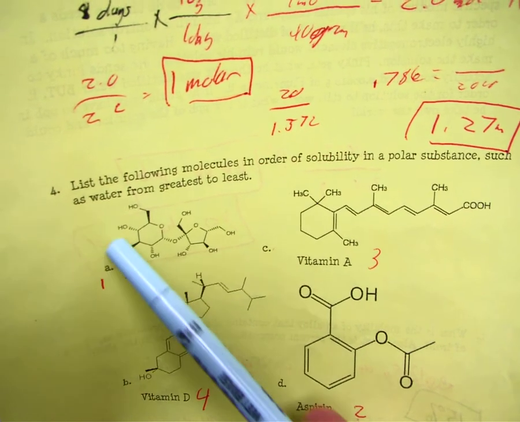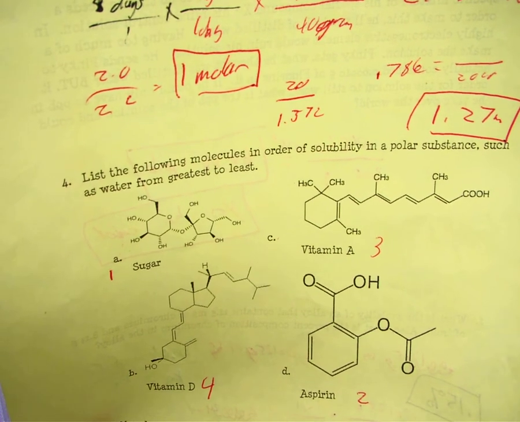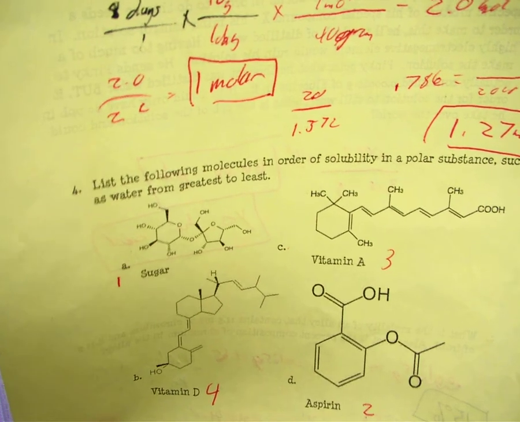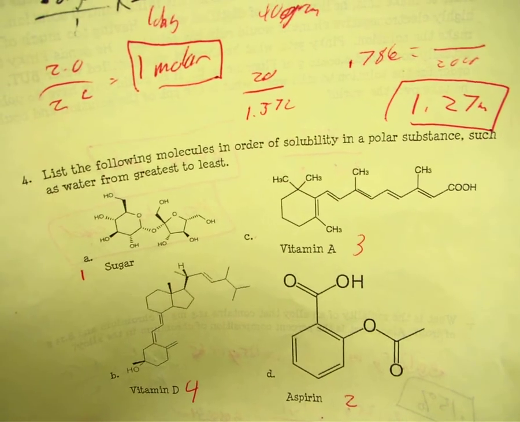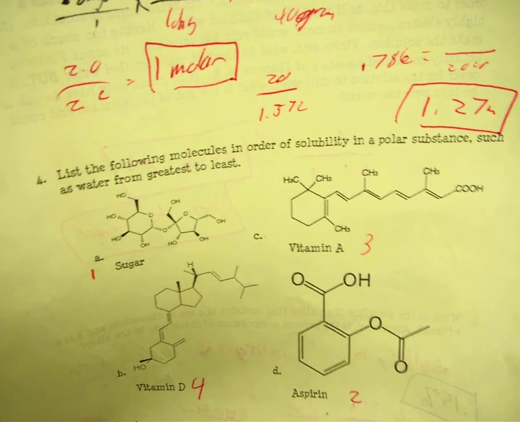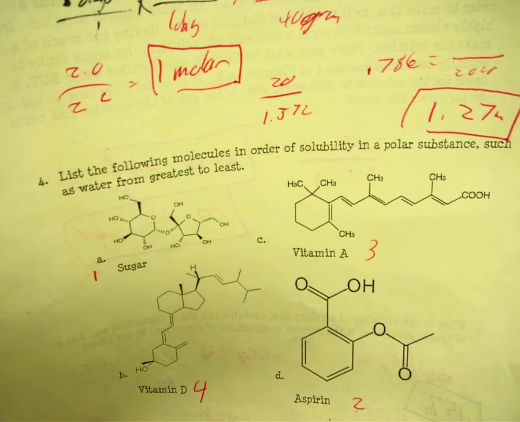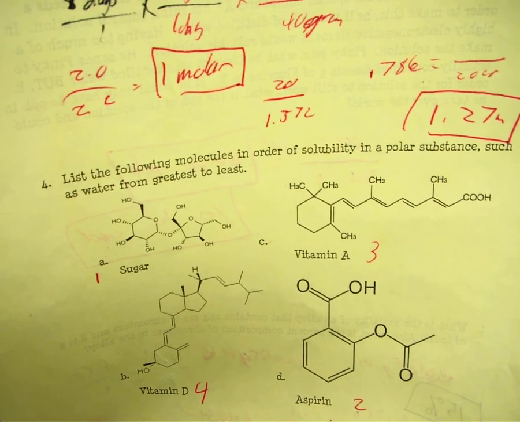But that's what you want to look at. You want to look at those polar spots if you're looking at whether or not a substance is going to dissolve in a polar substance. Remember, that key phrase is like dissolves like. Polar dissolves polar. Nonpolar dissolves nonpolar. So that's what you look for when you determine a substance's solubility.